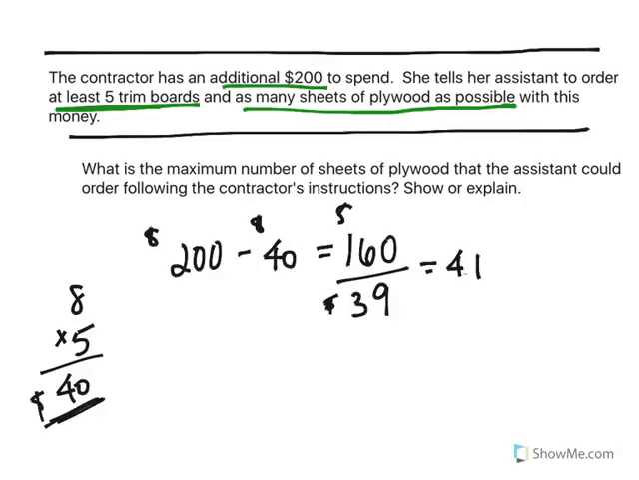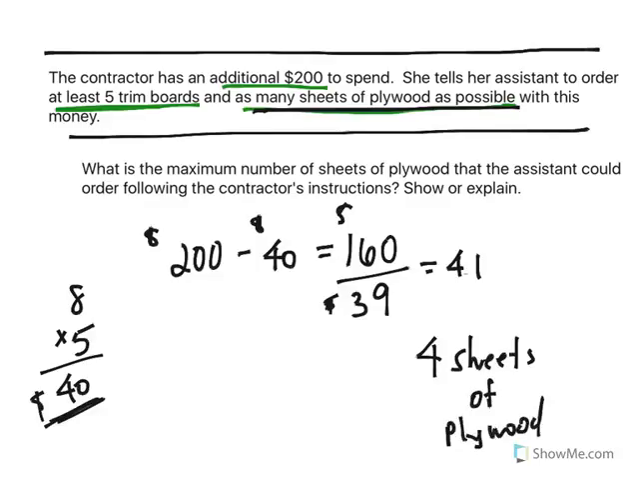You've been to a hardware store before. Do they sell 0.1 sheets of plywood? No, they don't. So I need to get as many whole sheets of plywood as possible, which means I need to get 4 sheets of plywood. And that's the answer.